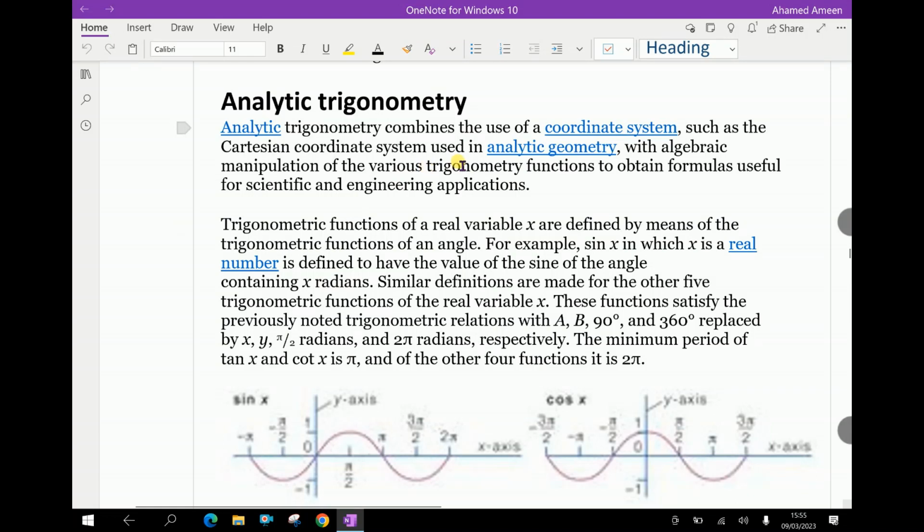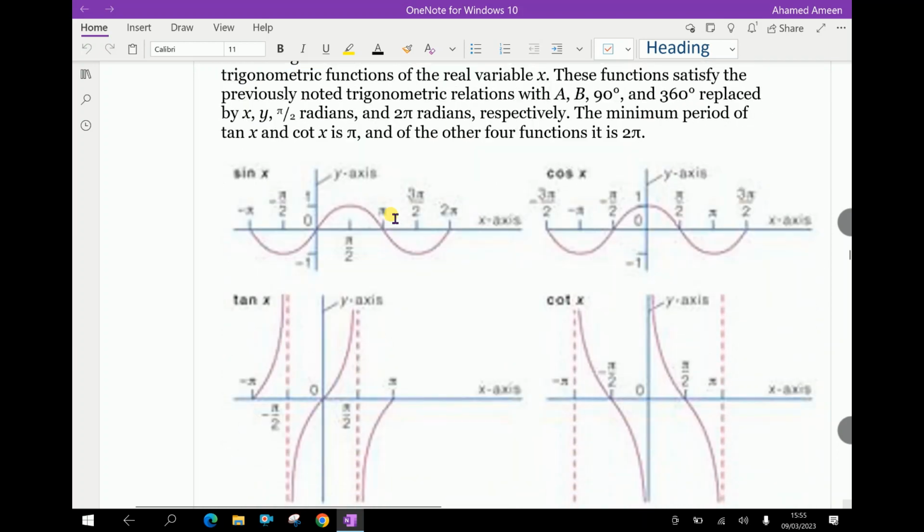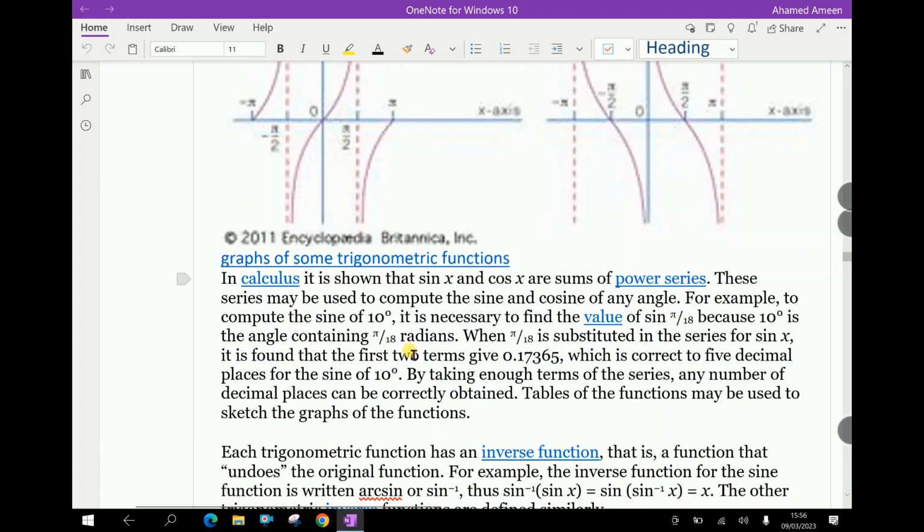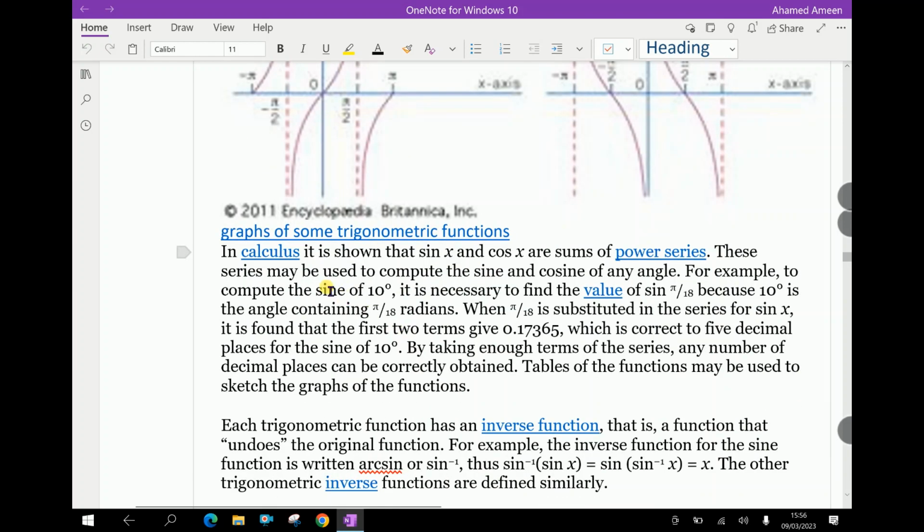Analytic trigonometry combines the use of a coordinate system, such as the Cartesian coordinate system used in analytic geometry, with algebraic manipulation of various trigonometric functions to obtain formulas useful for scientific and engineering applications. Here the graph for sine, cos, tan and cot is given. Sine and cos are continuous functions. In calculus, it is shown that sin x and cos x are sums of power series.